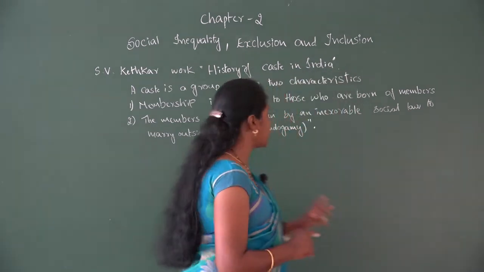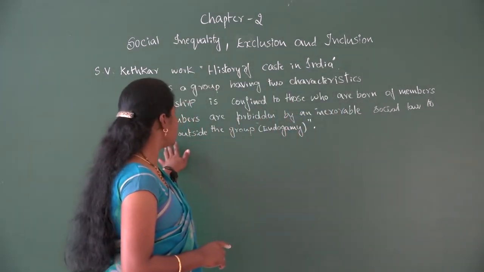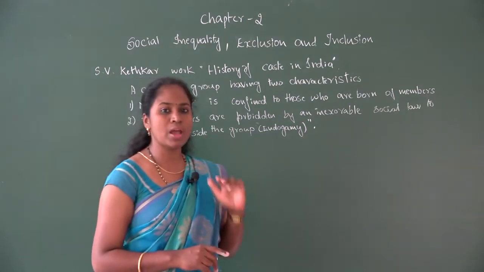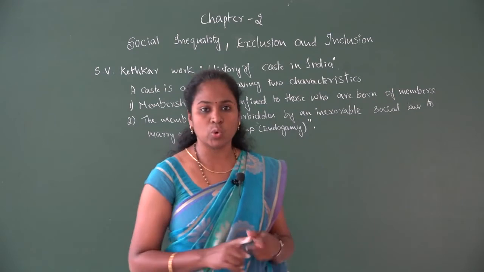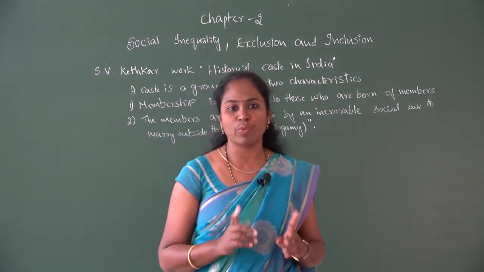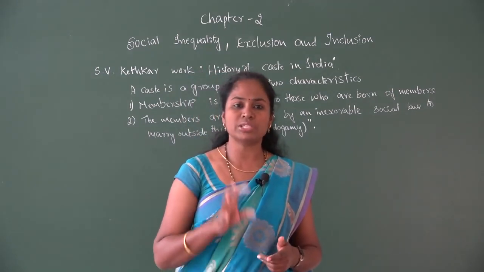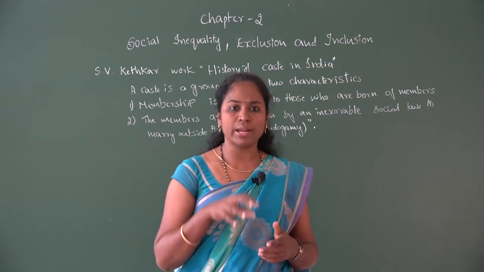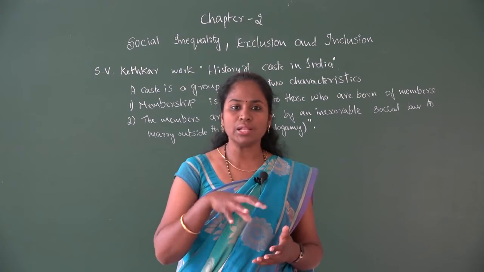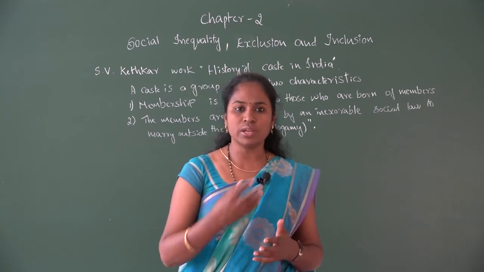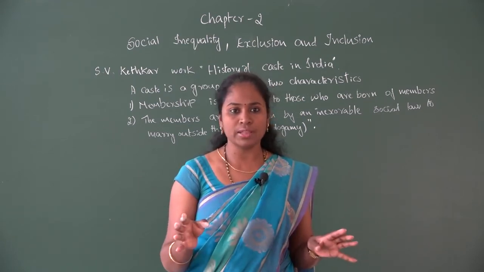And the second characteristic, he says, is that members are forbidden to marry outside the group. They had to get married inside the group. They follow the endogamous type of marriage. Endogamous marriage means the marriage takes place inside the group. People get married inside their own group. Outside the group, they are forbidden.